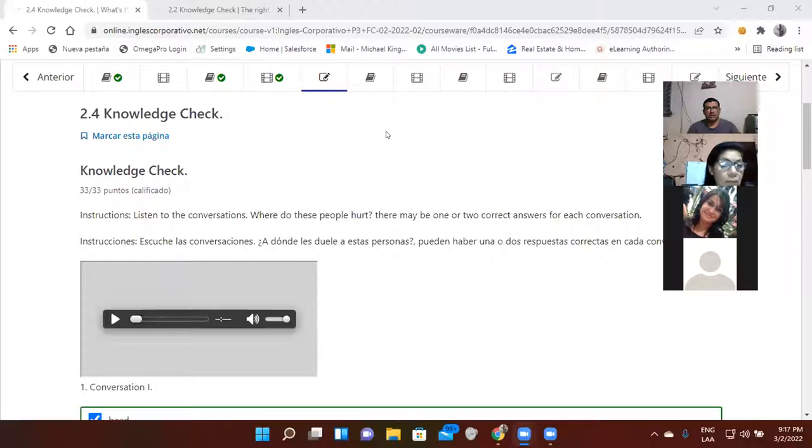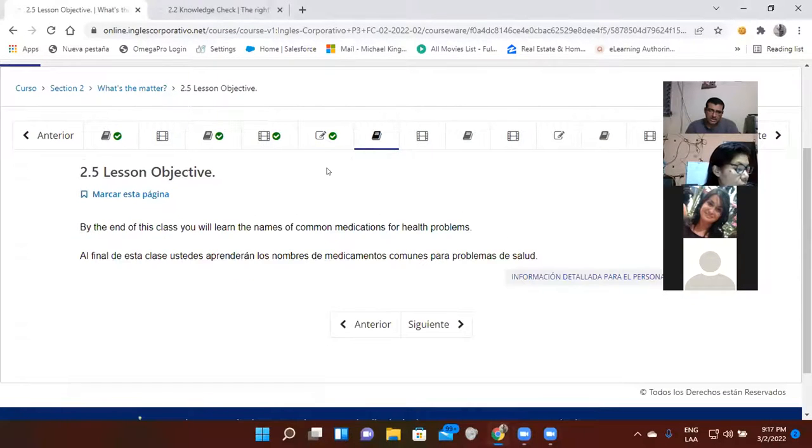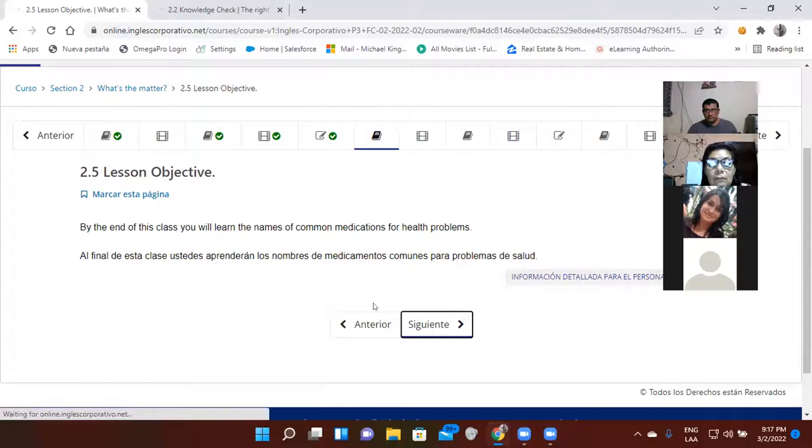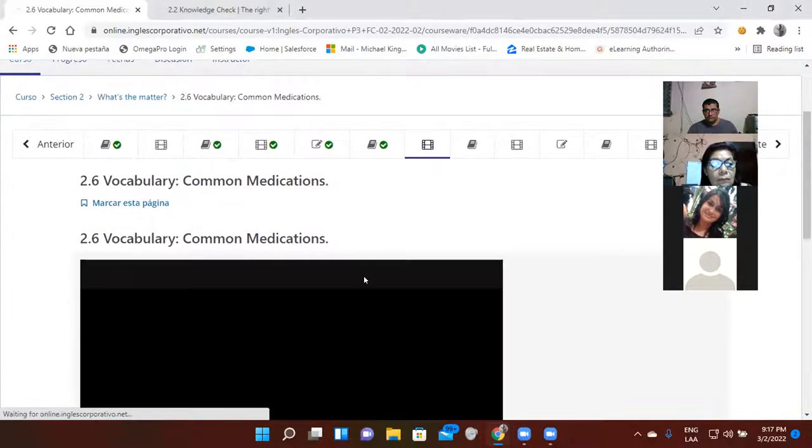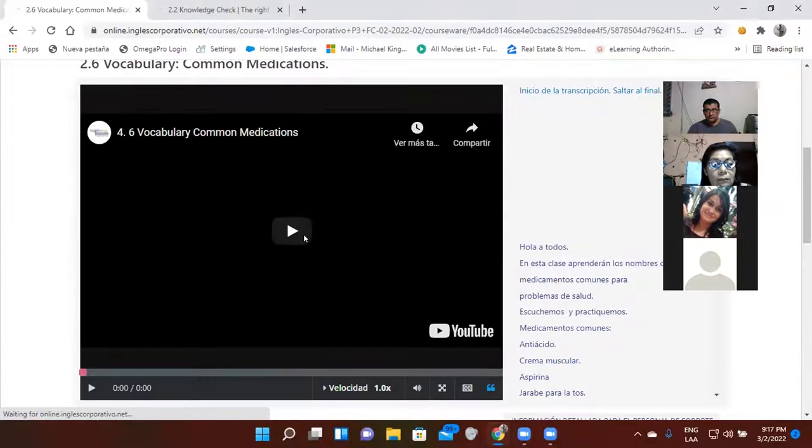Let's move forward and we're gonna look at the next activity. The next activity is 2.5. By the end of this class, you will learn the names of common medications for health problems. Al final de esta clase, ustedes aprenderán los nombres de medicamentos comunes para problemas de salud. Common medications. Listen, please.